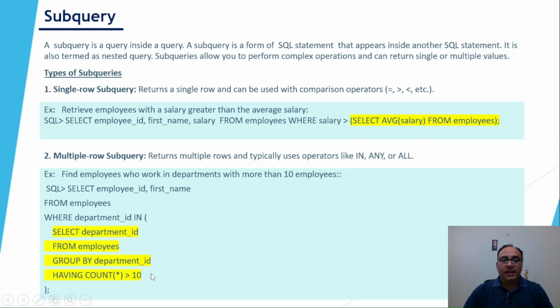Again, this yellow highlighted one is basically a subquery. So how will this particular query be executed? First this particular subquery will be executed, and from the table employees it will find department IDs where the employee count is greater than 10. Thereafter the outer query will be executed.